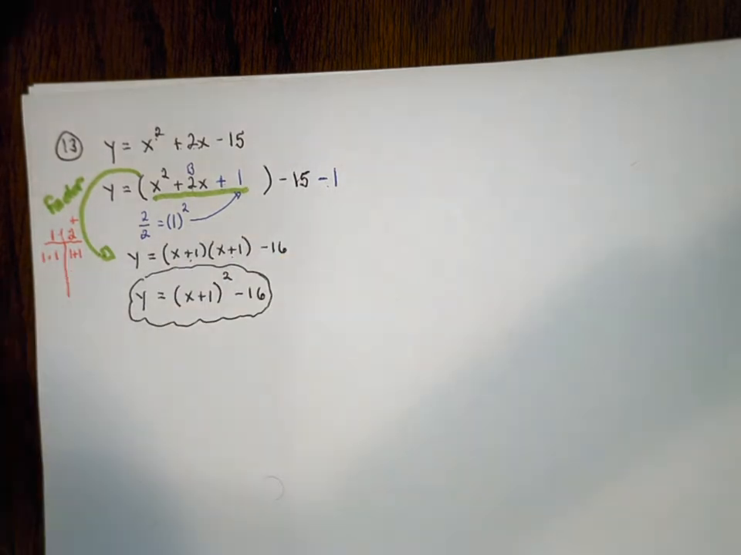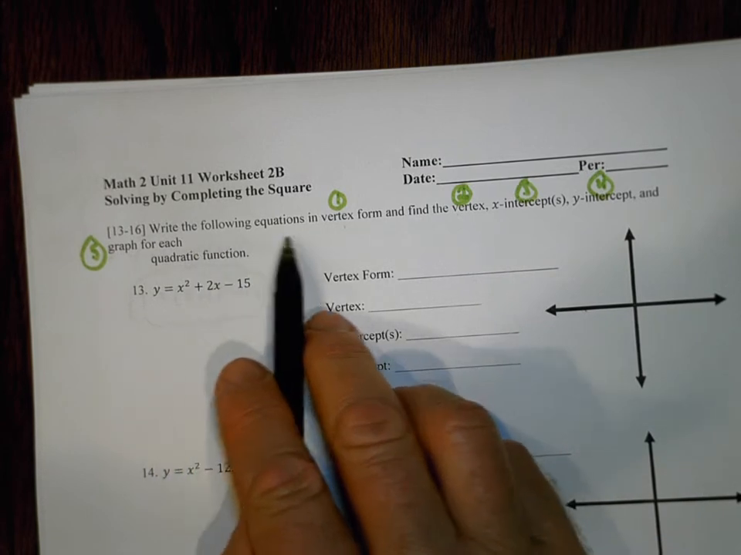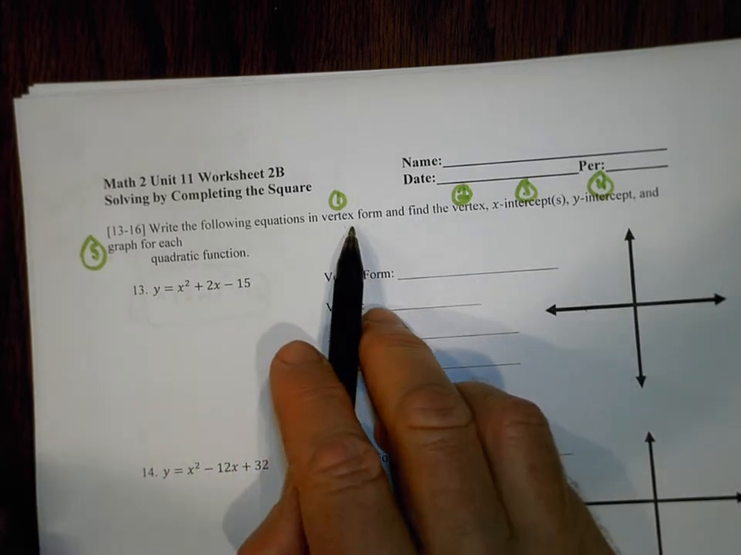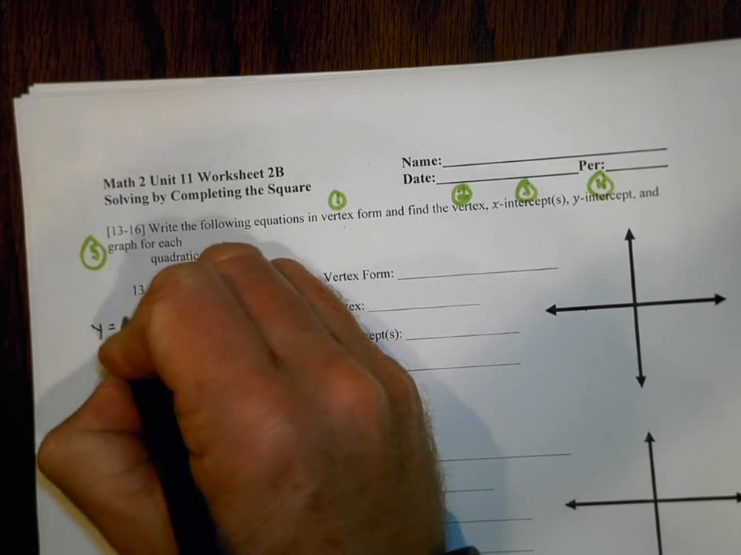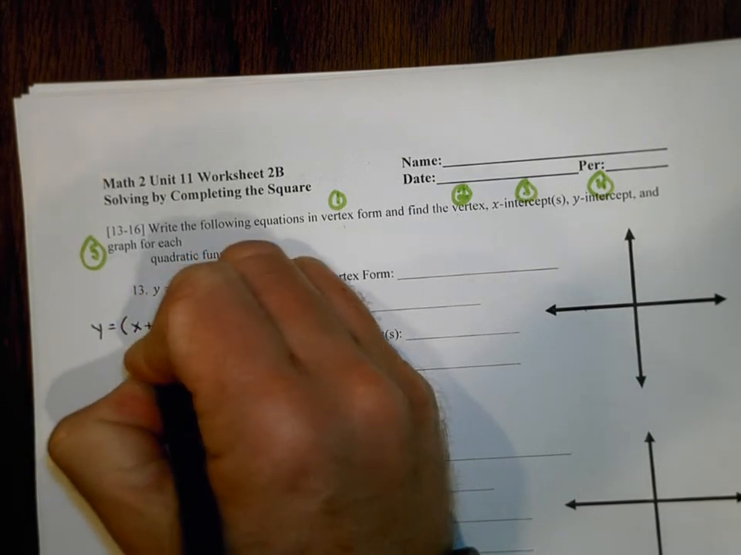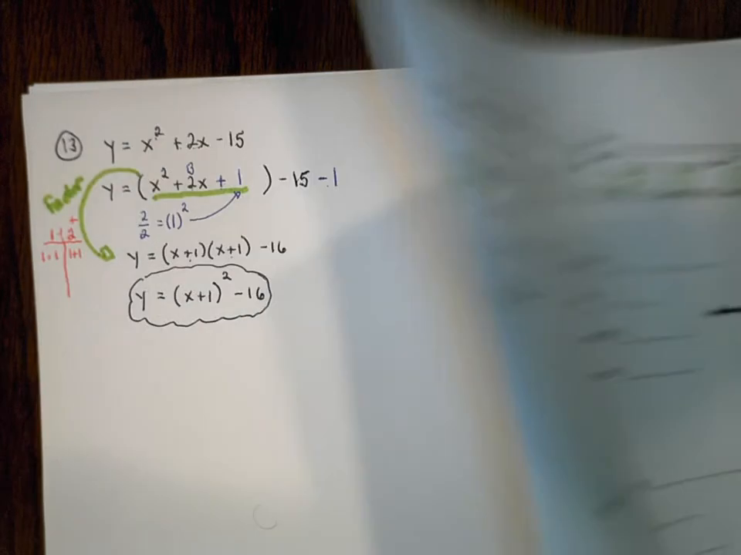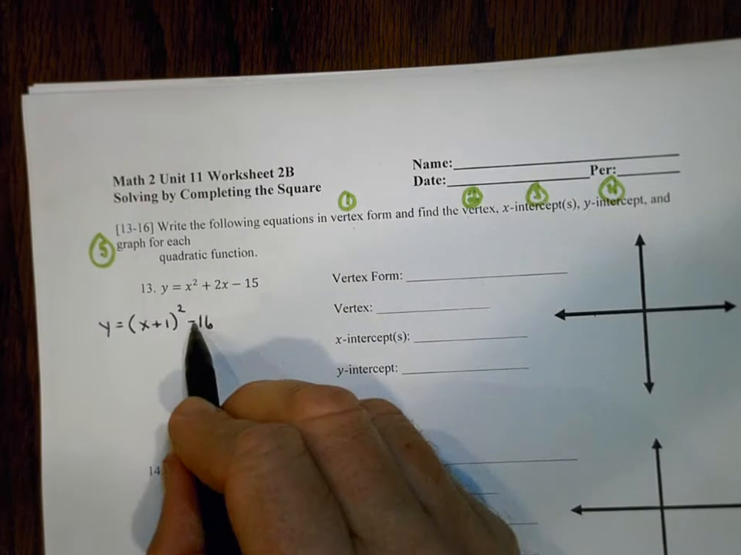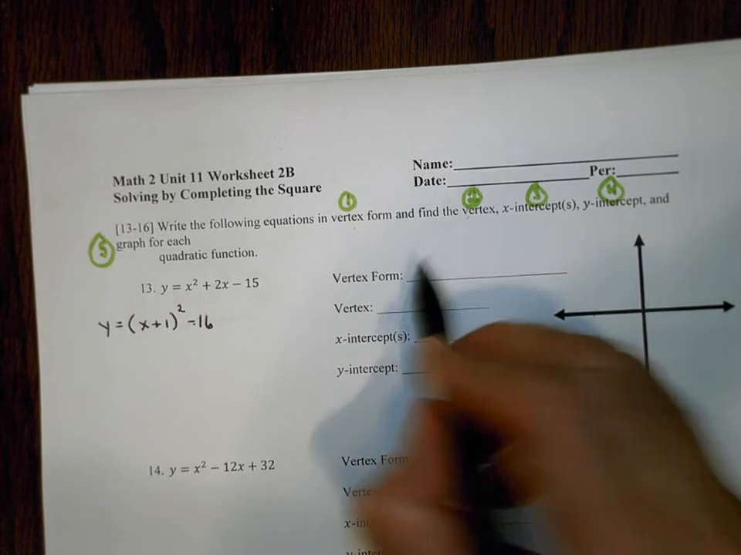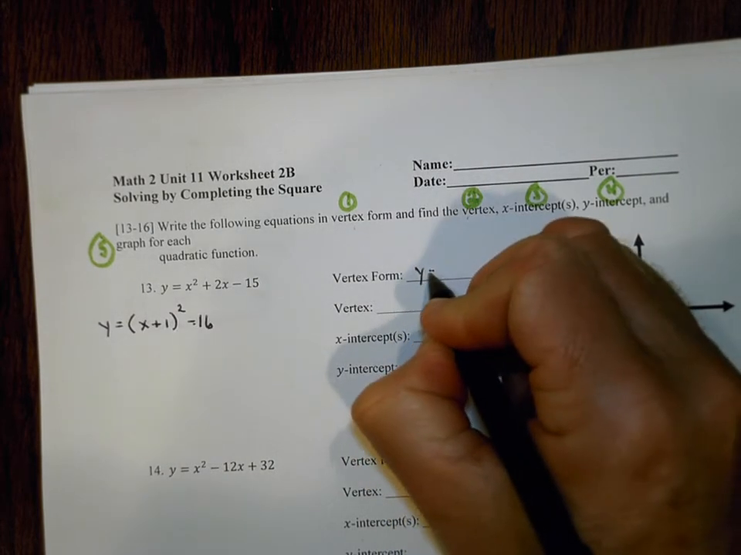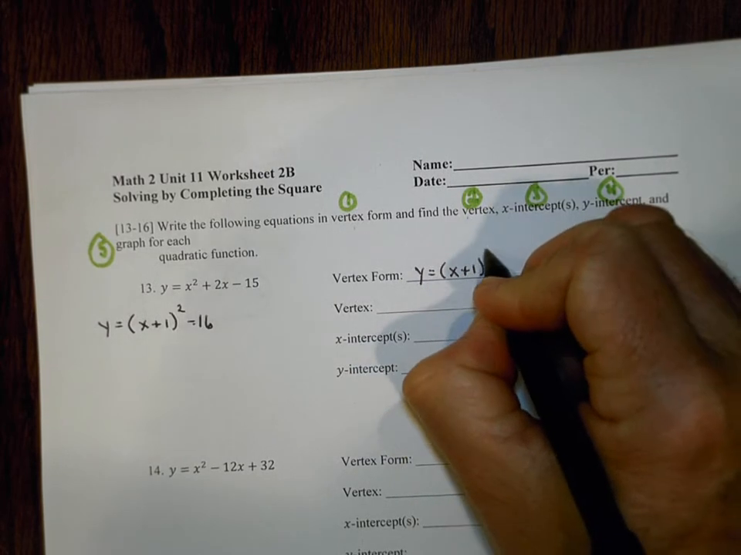Okay, so in number 13, the very first instruction was write the following equations in vertex form. I just did that. It was y is equal to parentheses x plus 1 squared minus 16. Okay, now that right there allows me to do step number 2, which is to find the vertex. All right, so how do I find the vertex when I have an equation in vertex form?